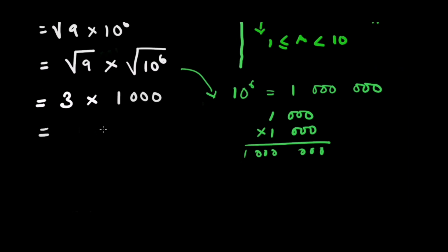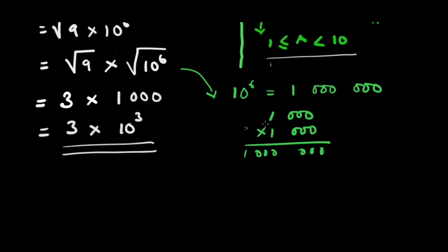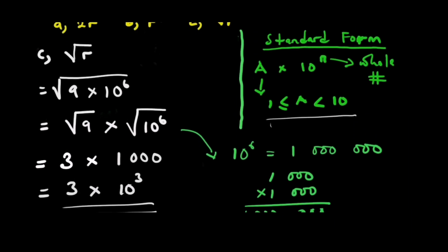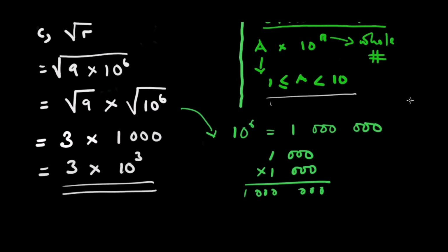So finally our answer is 3 times 1,000. But we do not want to multiply 3 times 1,000, for the simple reason that 3 already satisfies the conditions of a: 3 is between 1 and 10. So we just have to convert 1,000 into a power of 10, and we will have written our answer in standard form. 1,000 is 10 to the power 3, the power being the number of zeros. So for part C, which is the square root of r, we have our answer as 3 times 10 to the power 3.